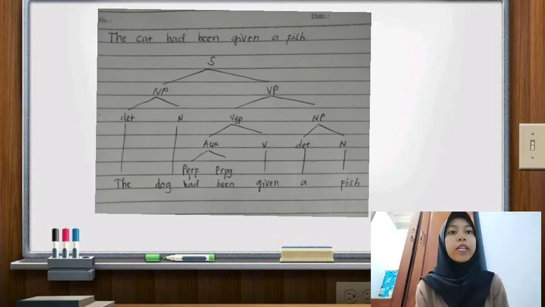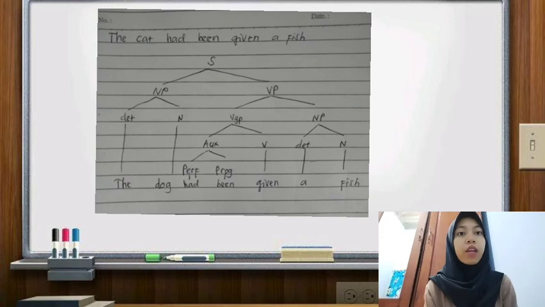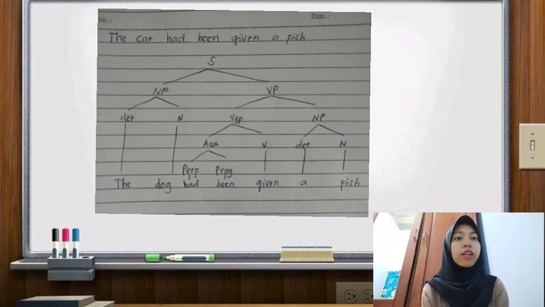The verb group contains auxiliary and verb. The auxiliary contains perfect tense and progressive. Had as the perfect tense and been as the progressive. And given as a verb. Okay, the noun phrase contains determiner and noun: a as a determiner and fish as a noun.